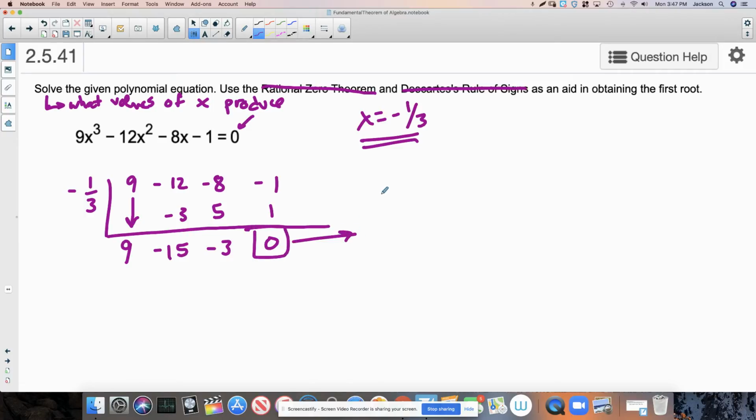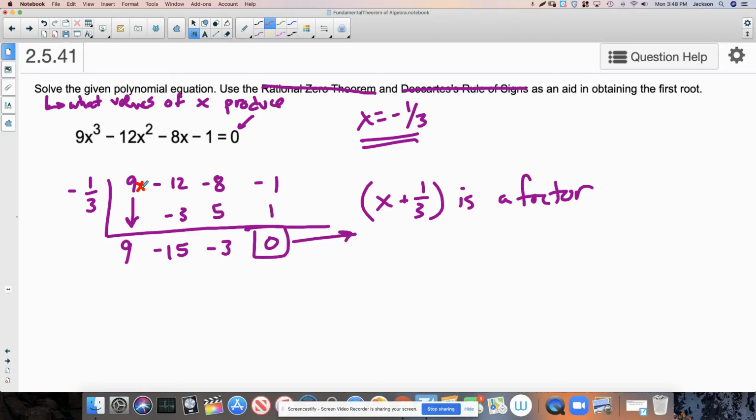Okay, so this means that because the synthetic division resulted in a remainder of 0, x plus 1/3 is a factor. All right, so here we go. What am I left with? We've talked about this before, but we'll mention it again.